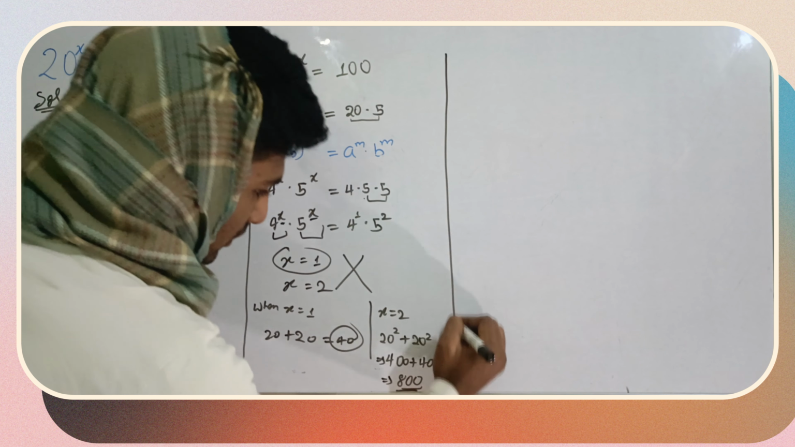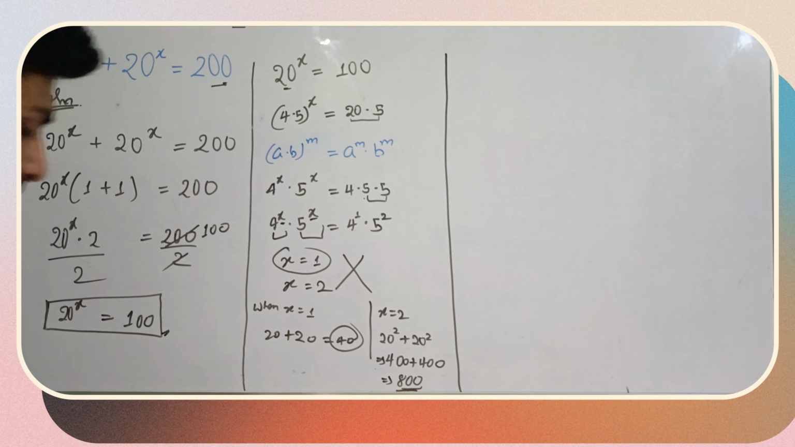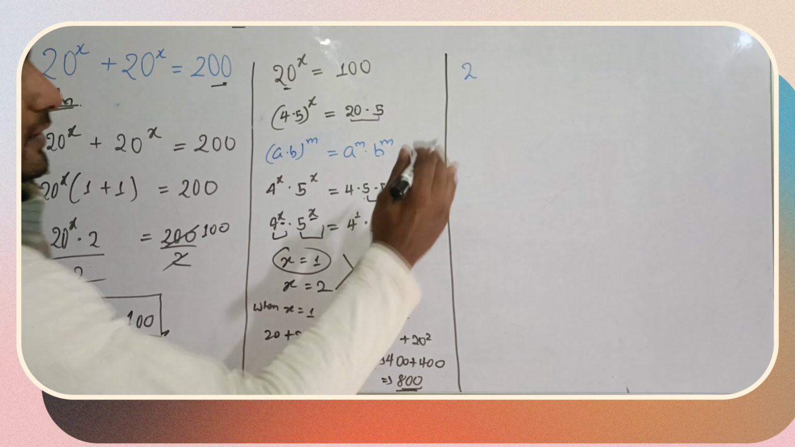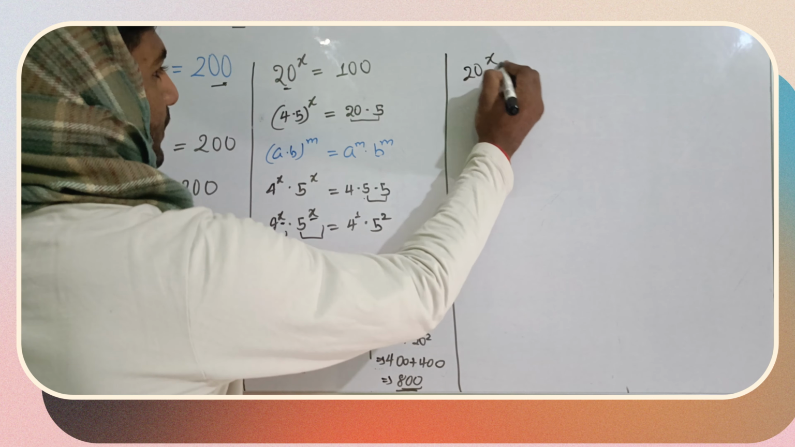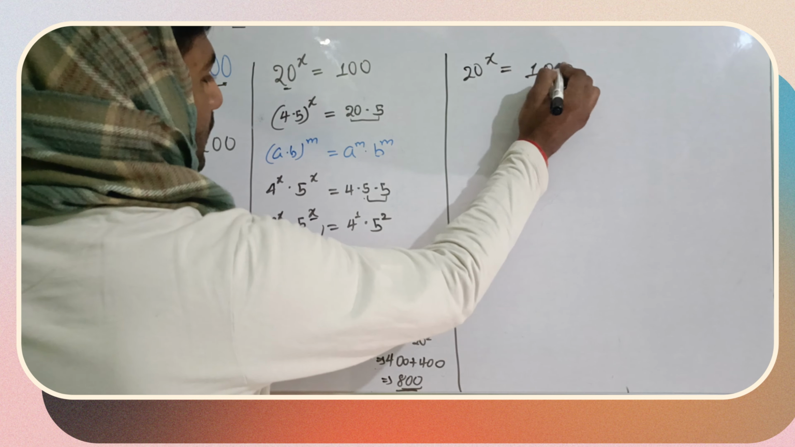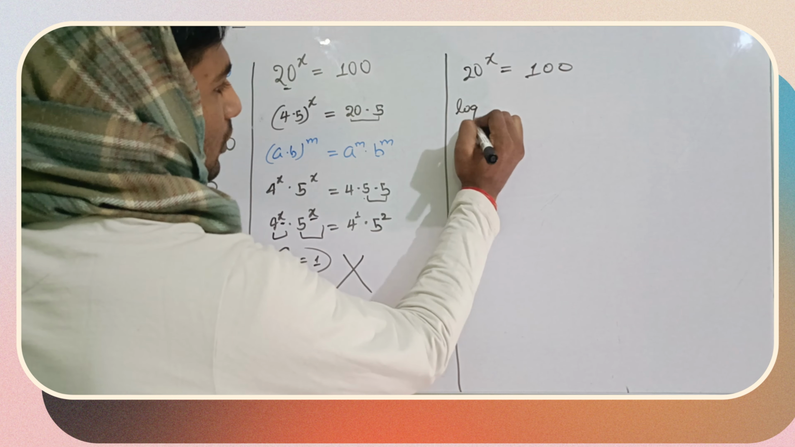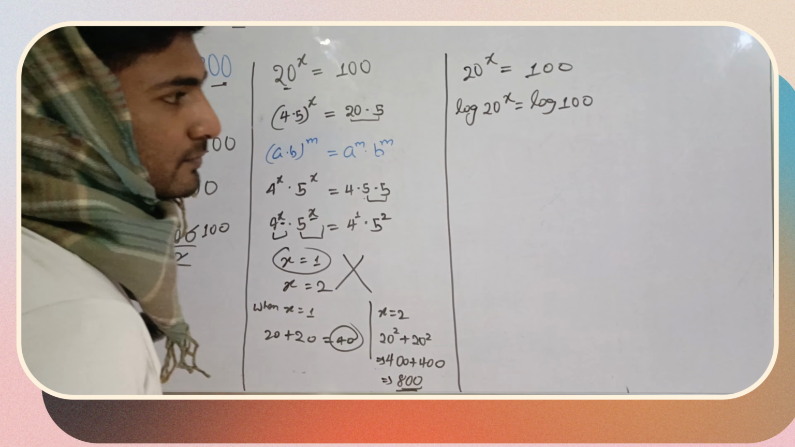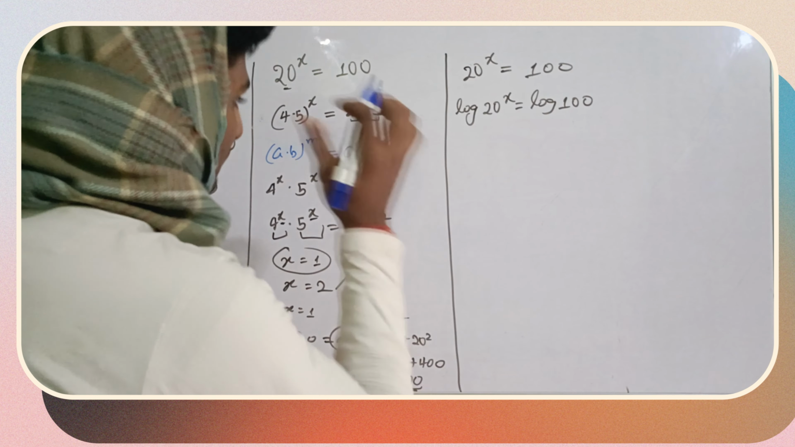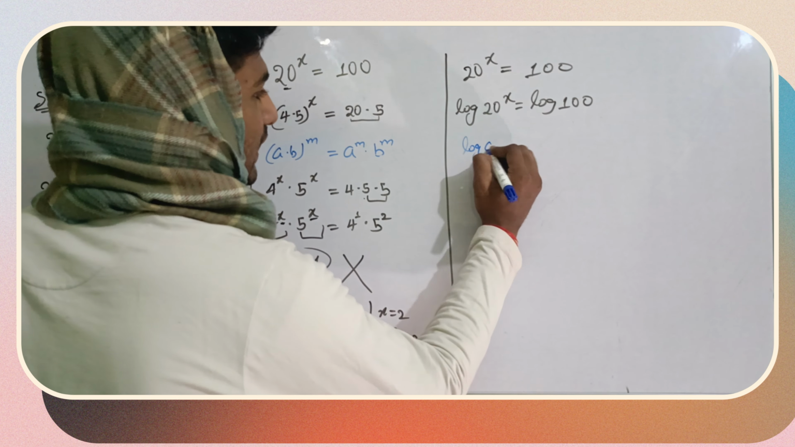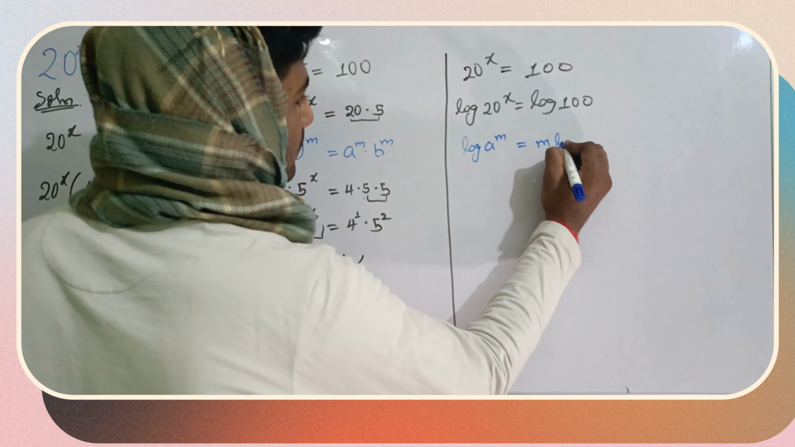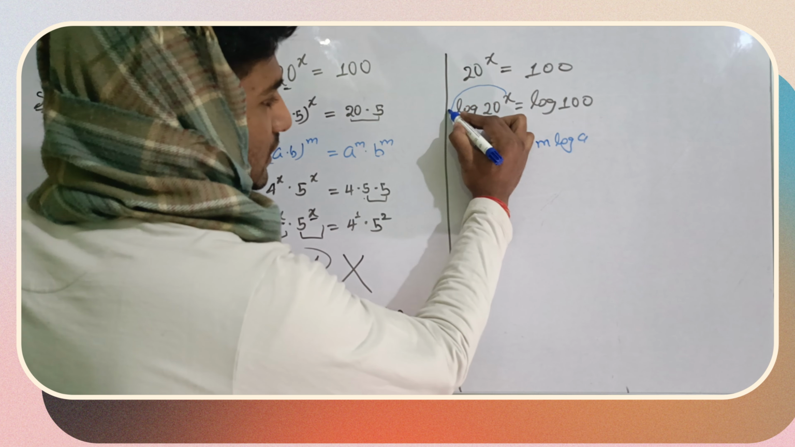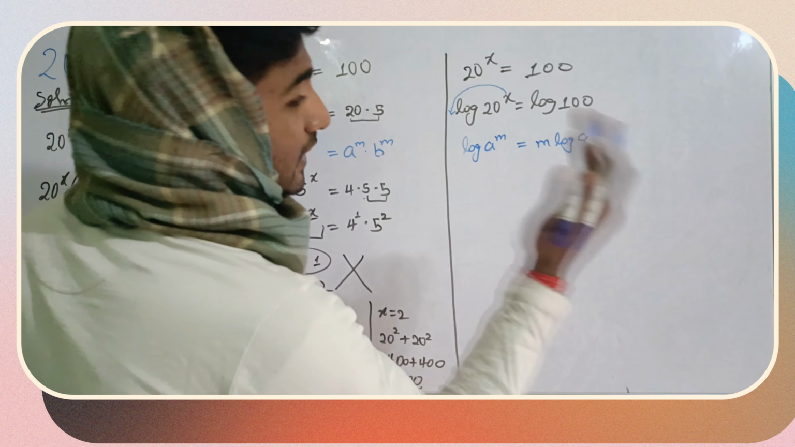Now let's go through the correct method. So our simplified expression was 20 raised to the power x is equal to 100. Now we will take log on both sides. So log of 20 raised to the power x is equal to log 100. Now we have the rule that log of a raised to the power m is the same as m log a. And why are we using this rule? Because we want to bring this x down so that we can equate it to the right side.